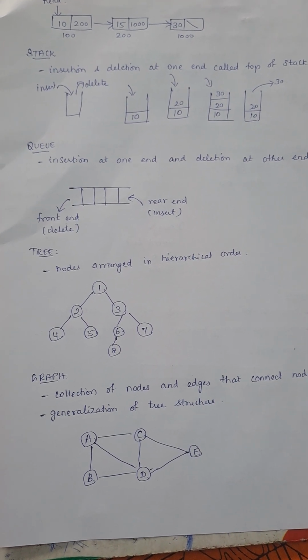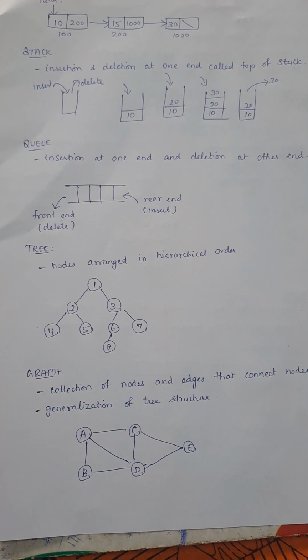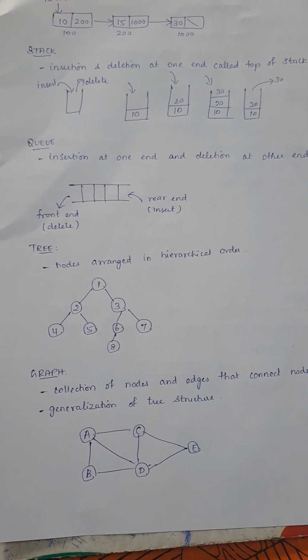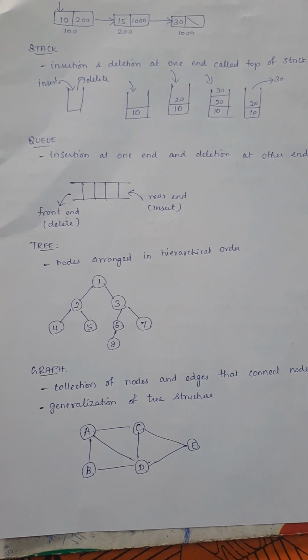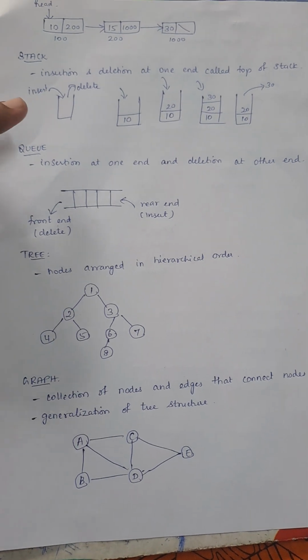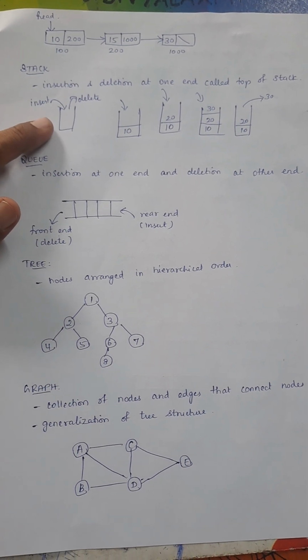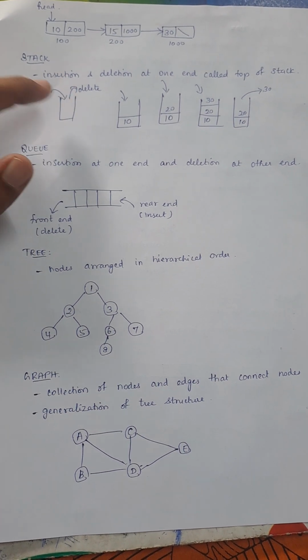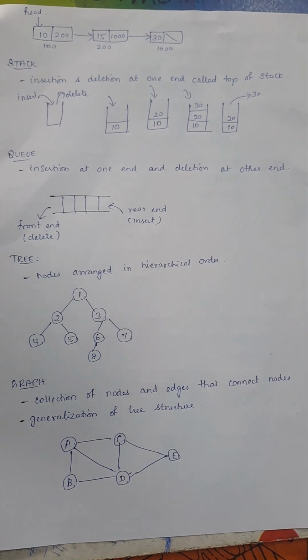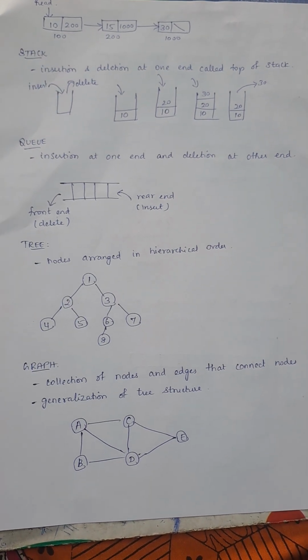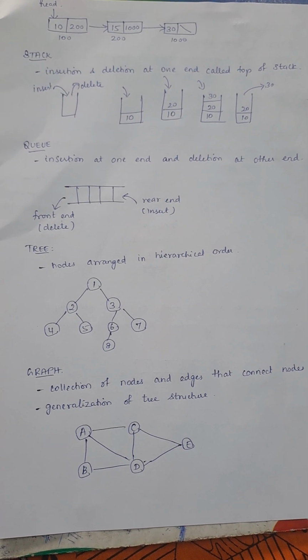The third type of linear data structure is stack, where insertions and deletions will take place only at one end, the top of the stack. So this is the structure of a stack, where we have only one end called the top, and insertion and deletion will take place only using that one end, and that end is called the top.